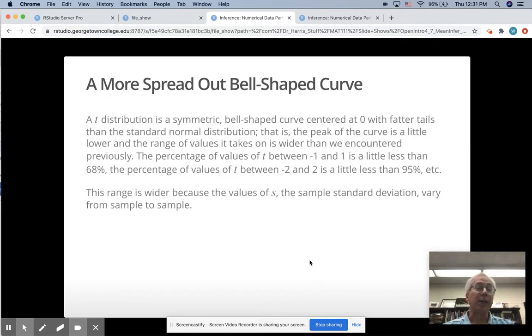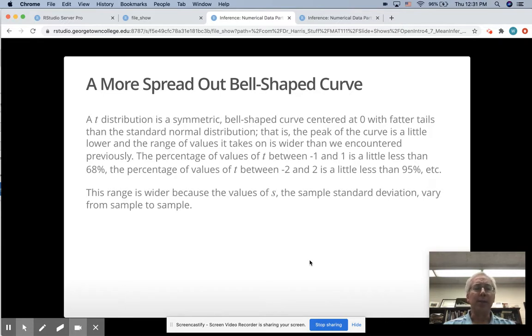So in the 68-95 rule for normal distributions, we said 68% of observations were within one standard deviation of the mean. Here for T distributions, a little bit less than 68% of observations will be within one standard error of the mean. Likewise, a little bit less than 95% of observations will be within two standard errors of the mean.